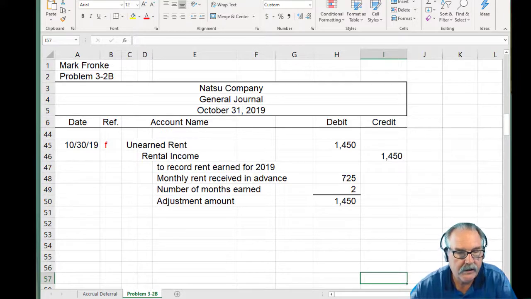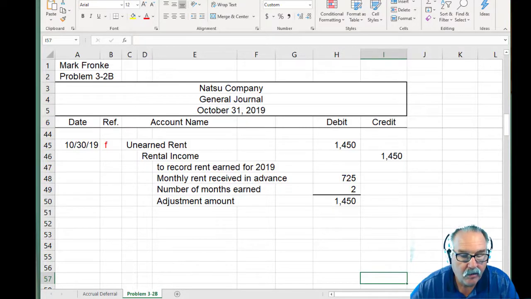So this is the journal entry to record the rental that was earned. We got $725 per month in advance back on September 1st, but now 2 months have been earned, the month of September and the month of October. So we multiply that times 2, we get $1,450, we debit unearned rent. Unearned rent is a liability, it's going down. Why? Because we've now earned the rent, at least part of what they paid us, 2 months worth, and we're going to credit rental income.